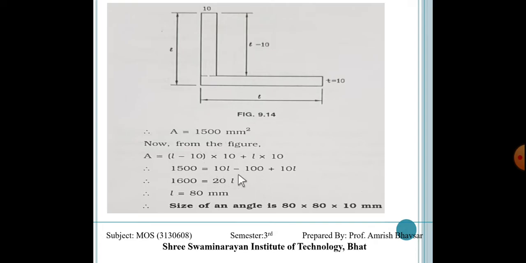It is 10 L minus 100 plus 10 L. So total 20 L minus 100 is equal to 1600. So length is equal to 80 mm. Now we can provide this angle section having 80 by 80 by 10 mm.